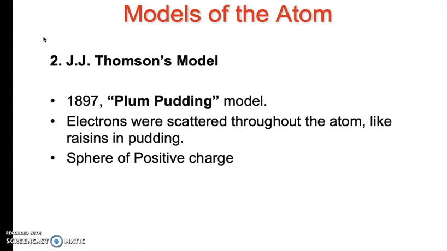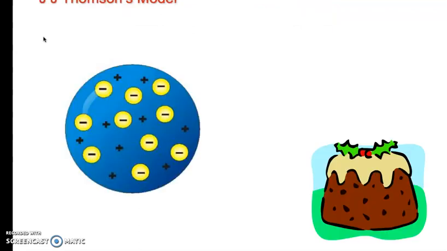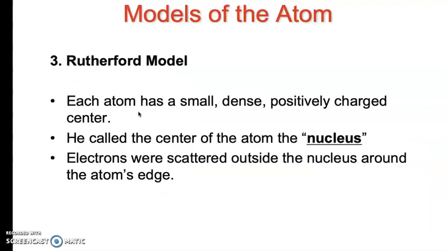Okay, and it was a sphere of positive charge that the electrons were basically spread around in. So you have your positive sphere and your negative raisins or your plums. Okay, then Rutherford actually got credit to discover that there's a dense central portion of the atom called the nucleus. Okay, and electrons were still scattered around it.